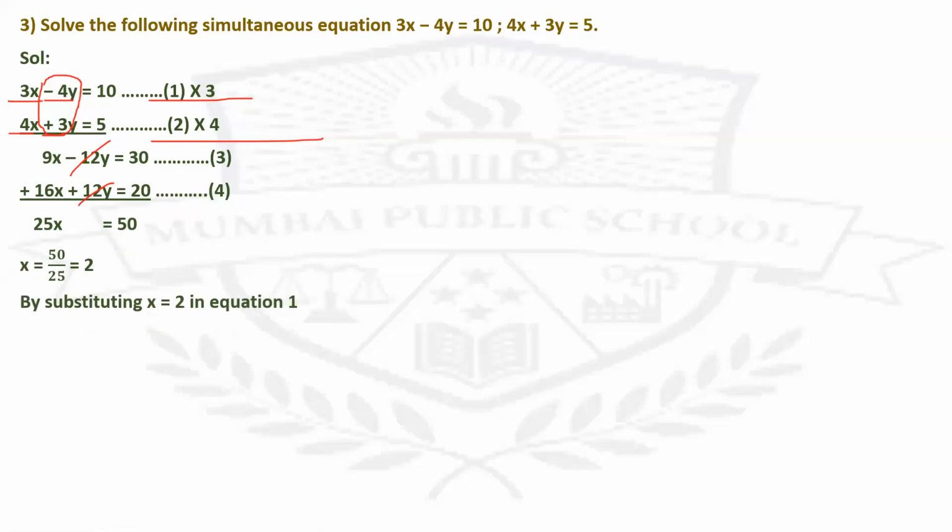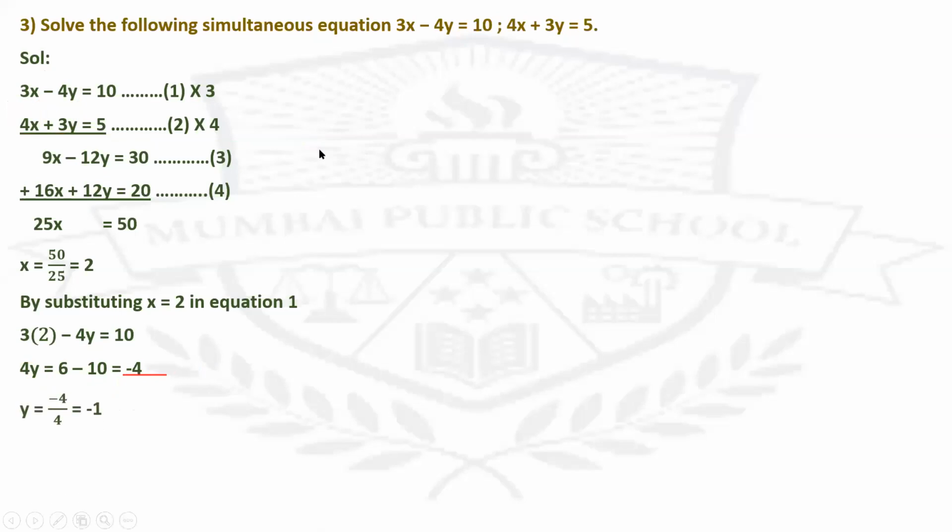By substituting x equals 2 in equation 1, in place of x you'll replace x with 2. You'll get 3 into 2, minus 4y will come as it is, equals 10 will come as it is. So 3 into 2 is 6 minus 4y equals 10. So reshuffle the terms, you'll get 4y equals 6 minus 10. So that is equal to minus 4.